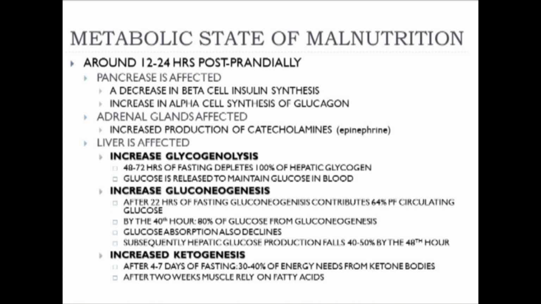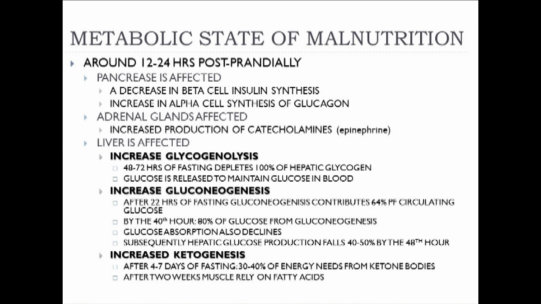The adrenal glands are also affected. It increases the production of catecholamines and thus epinephrine, and this causes sugar to be released as well. Now, the liver is affected. Again, like I mentioned, there's increased glycogenolysis here, so 48 to 72 hours of fasting will produce about 100% of the sugar coming from hepatic glycogen. And then glucose, consequently, from the breakdown of glycogen, is produced to maintain a stable blood glucose concentration.